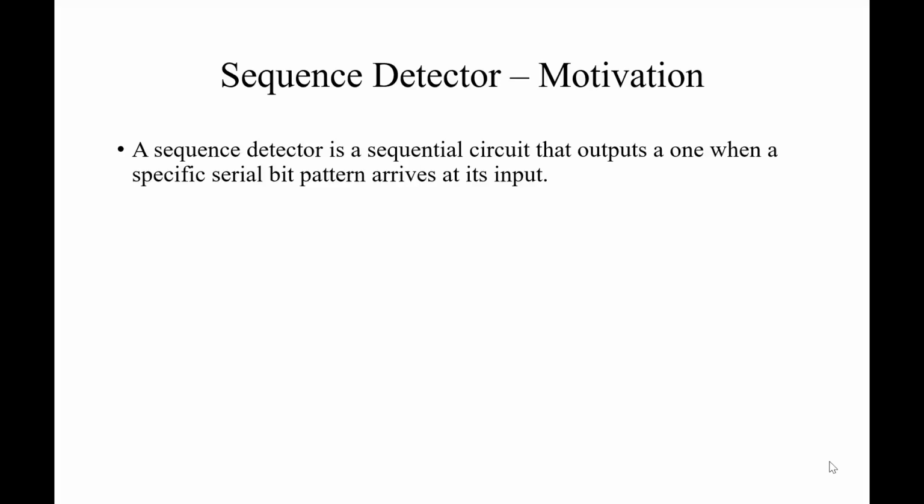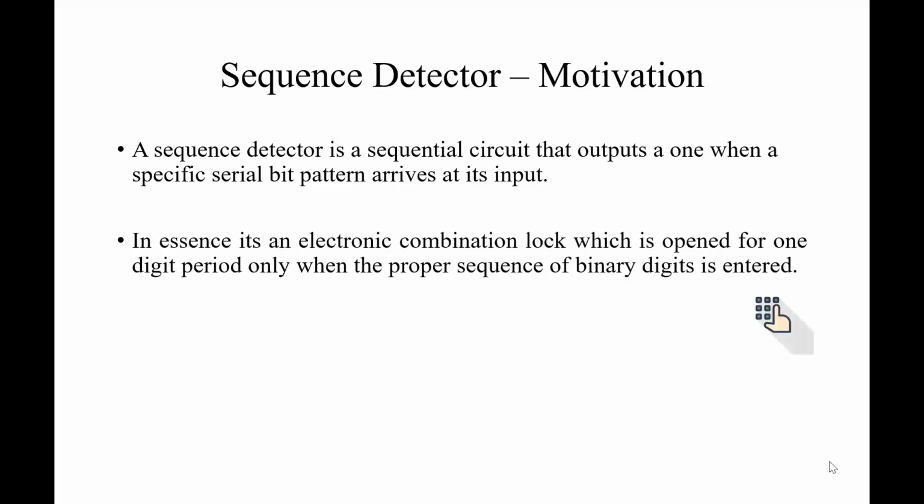A sequence detector is a sequential circuit which has a serial input and a serial output. The output is normally in low state and it is only asserted when the desired sequence is detected at the input of the circuit. We can essentially think of a sequence detector as an electronic combination lock, and whenever the correct key combination is keyed in, the door opens for a small period of time and then goes back to its normal position.